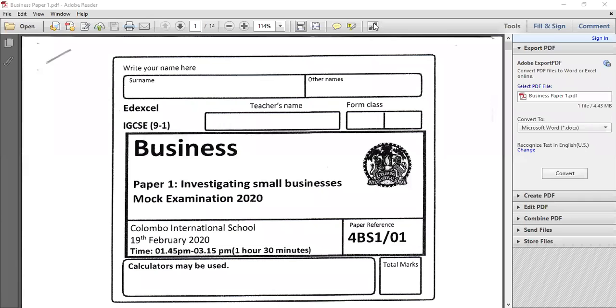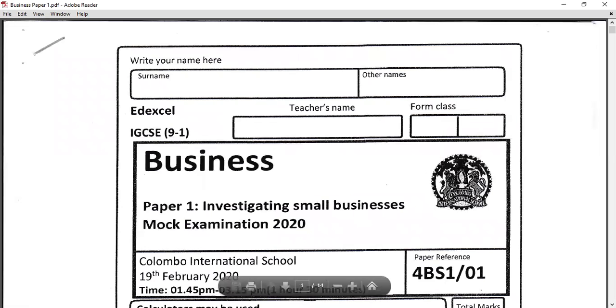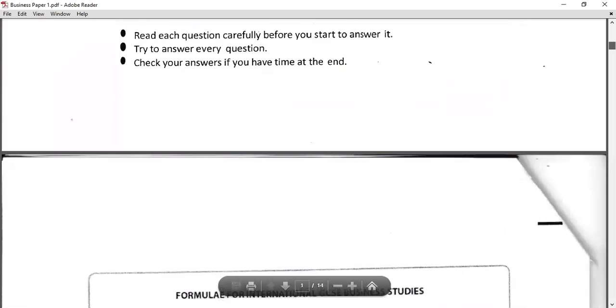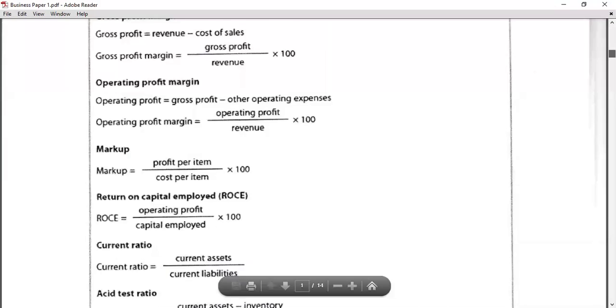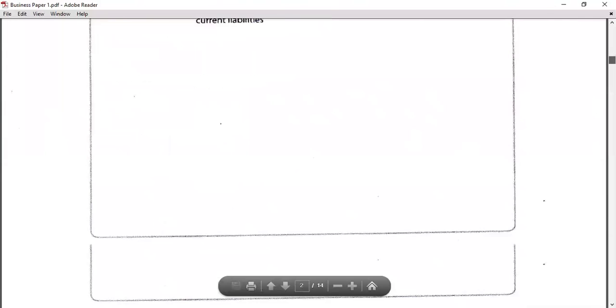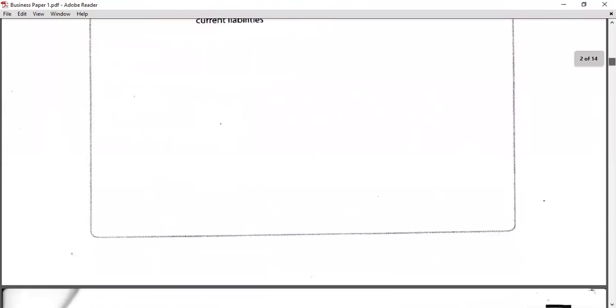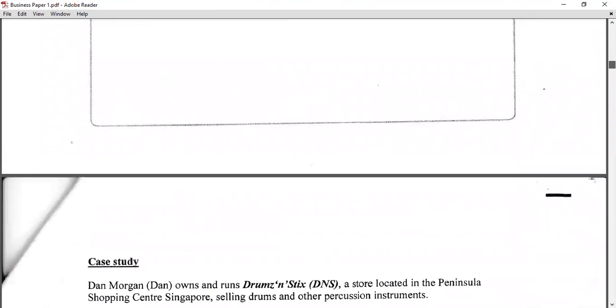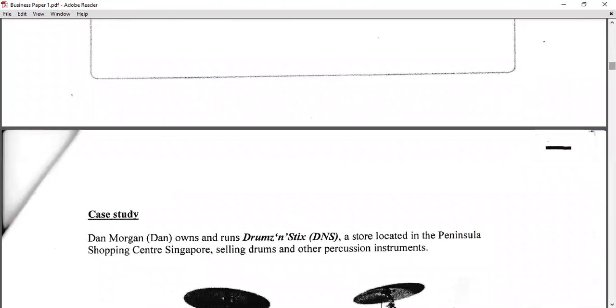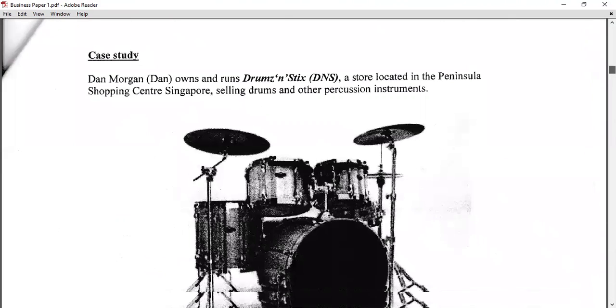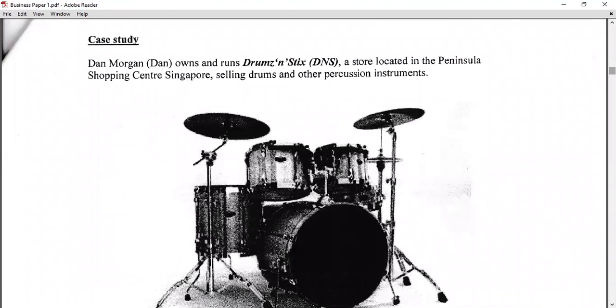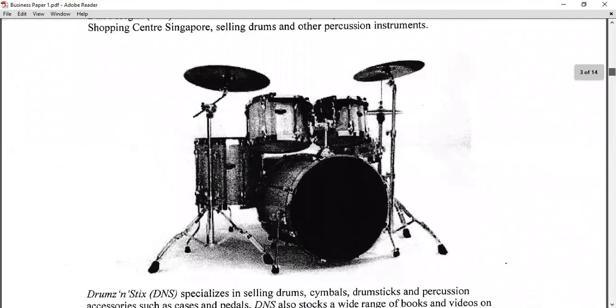Okay, hi everyone. So we are going to discuss the mock examination paper part 2. In part 1, we talked about question number 1 and question number 2, which is small business. To recap the case study here about the band, DNS, drums and sticks. They are selling DNS in a Singapore shopping center. DNS is a percussion instrument selling business, a small business owned by Dan Morgan.